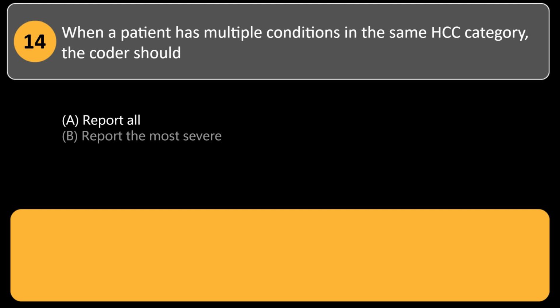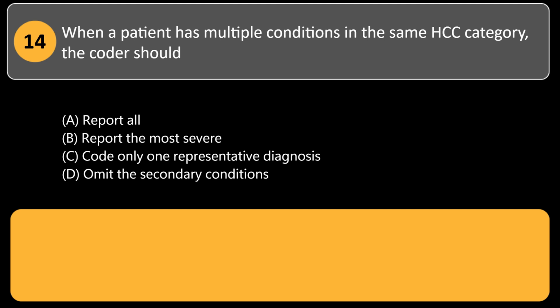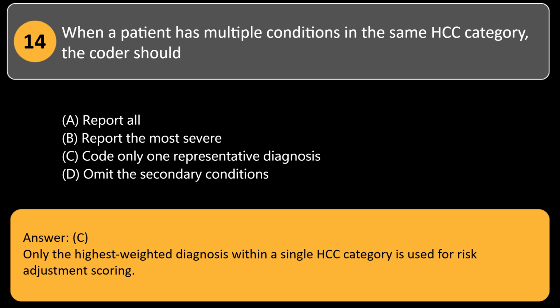When a patient has multiple conditions in the same HCC category, the coder should: A. Report all. B. Report the most severe. C. Code only one representative diagnosis. D. Omit the secondary conditions. Answer: C. Only the highest weighted diagnosis within a single HCC category is used for risk adjustment scoring.